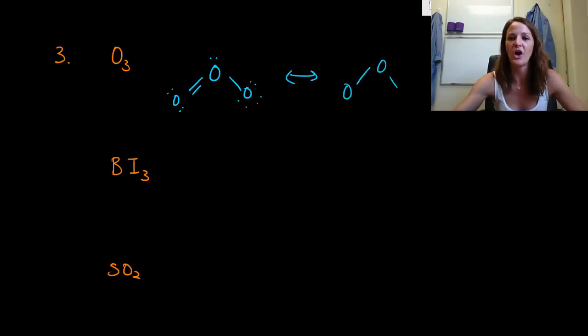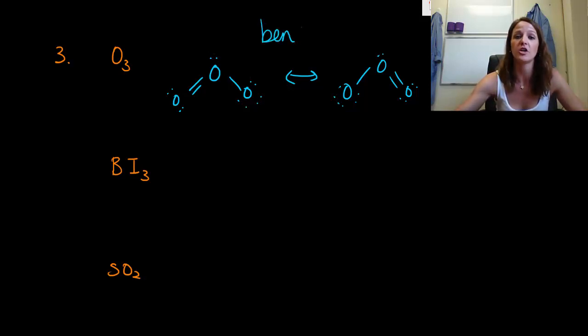All right, so this is what ozone looks like. Hopefully we recall that it does exhibit resonance, and so there's 2 different resonance structures. Regardless, they each have the same geometry. They have 1, 2, 3 regions of electron density around them, but one of which is a lone pair, so these would be considered bent molecules. Both of them are, okay?